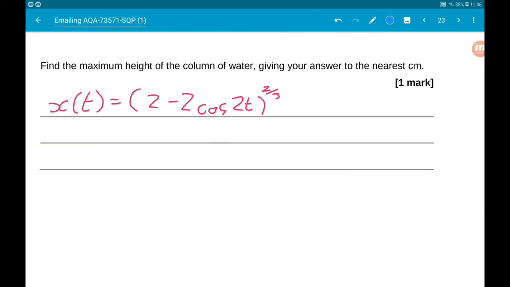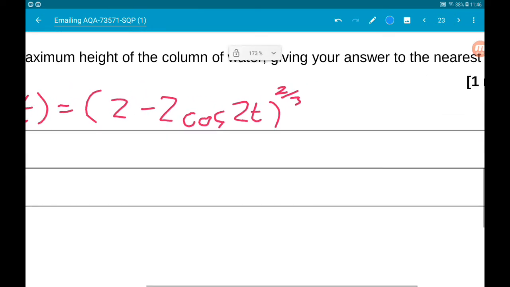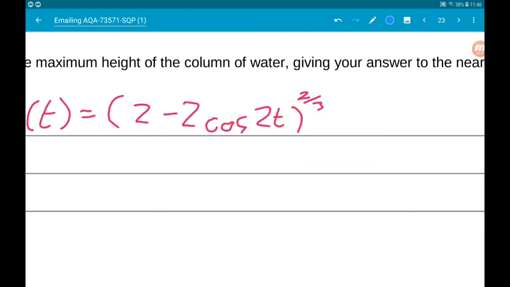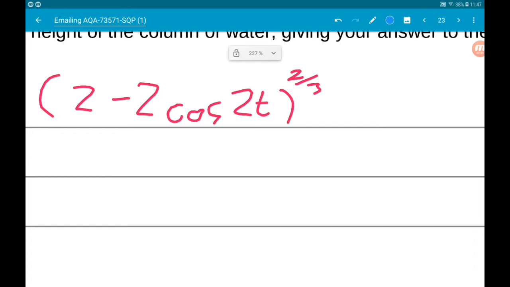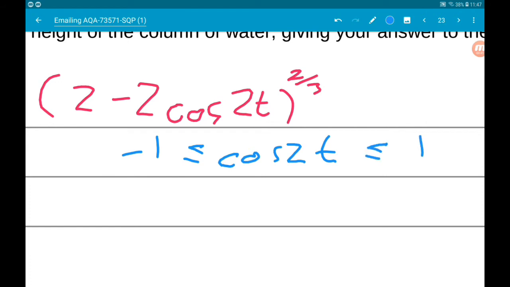Okay, and now part B wants us to find the maximum height of a column of water to the nearest centimetre. Remember, x is metres. So we want the maximum height. So, using what we've just worked out, we know what x is as a function of t. So we need to make 2 minus 2 cos 2t a maximum. So let's think about the values that cos of 2t can take.